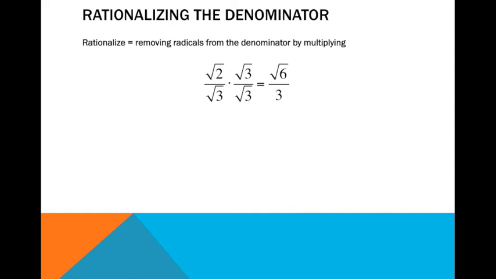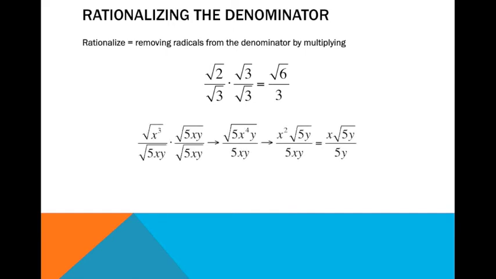Next, we have the square root of x cubed over the square root of 5xy. Multiply that by the denominator in terms of 1 and you'll get the square root of 5x to the 4th power y over 5xy. After simplifying further, you'll find that you'll get x squared root 5y over 5xy, and your answer should be x root 5y over 5y.